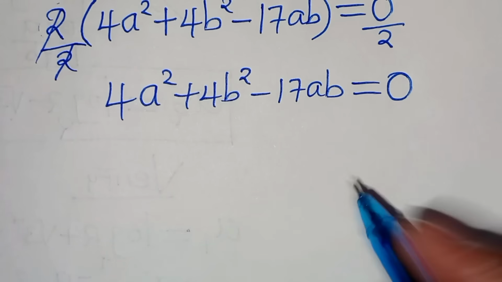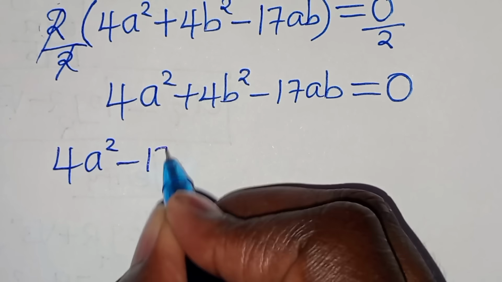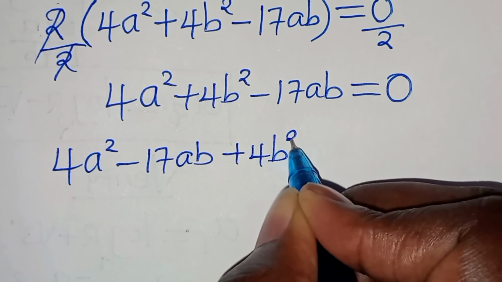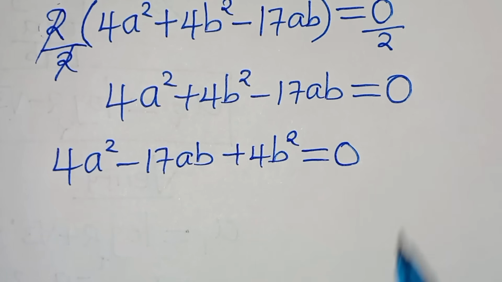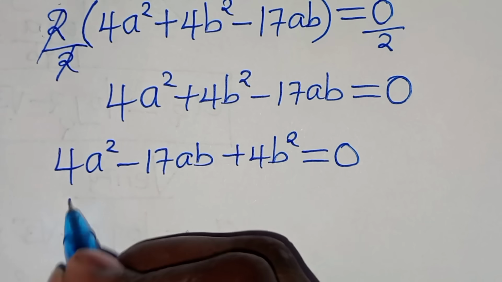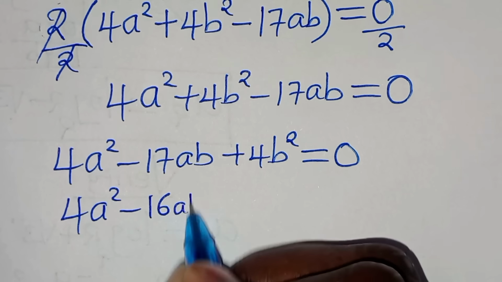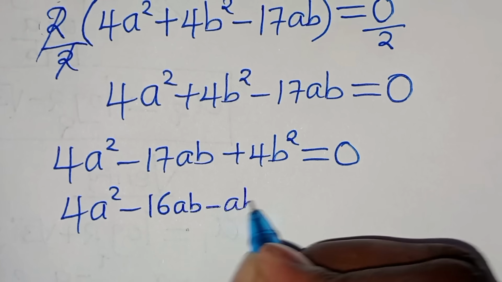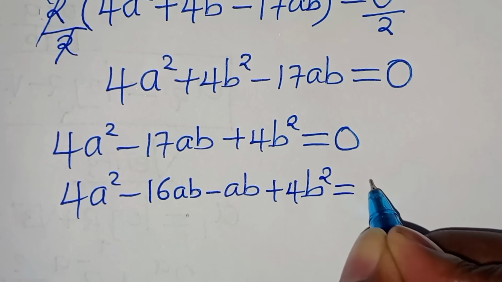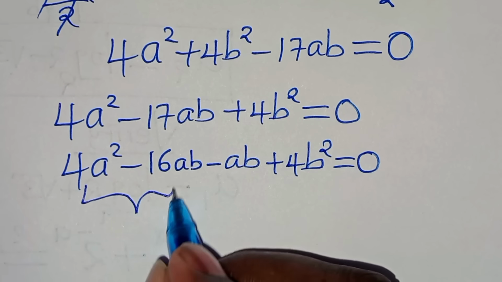Now we can express this equation as 4a² − 17ab + 4b² equal to 0. We can express minus 17ab as the same thing as minus 16ab minus ab, so we have 4a² − 16ab − ab + 4b² equal to 0. So we have got two parts here.